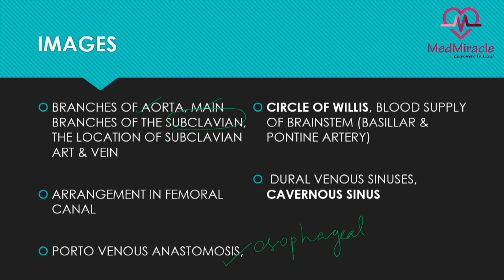The arrangement of vessels in the femoral canal, the various portovenous anastomosis, especially the esophageal varices, can be easily asked in an image. It could be an endoscopic image, it could be anything. Also, the circle of Willis, the blood supply of the brainstem, are important images that can come in anatomy.